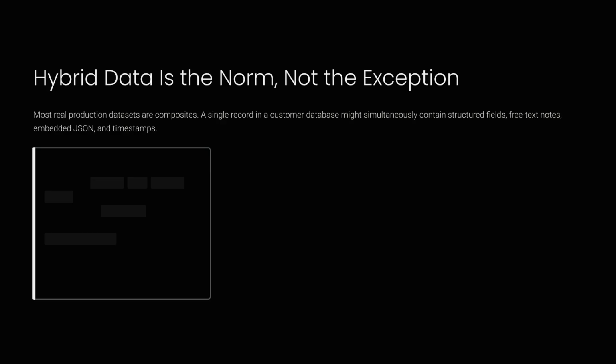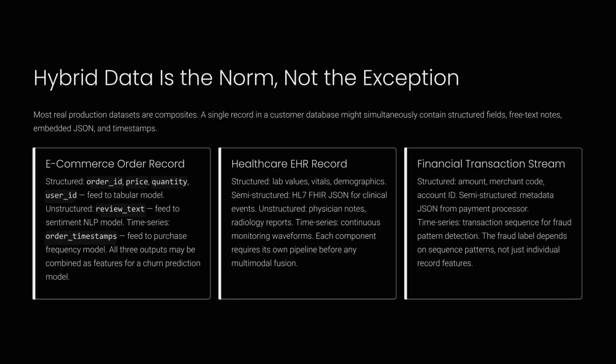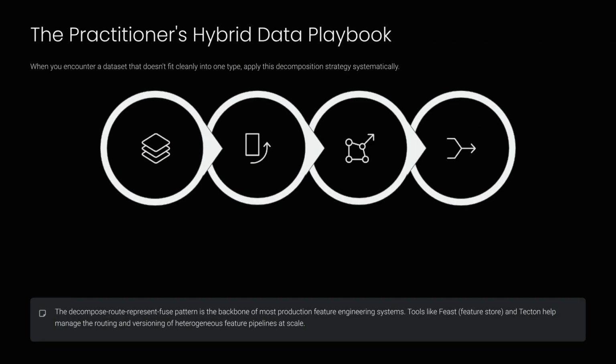Real production datasets are composites, like an e-commerce order record containing structured IDs, unstructured review text, and time series timestamps, all needing different pipelines. When dealing with hybrid data, apply the decomposition strategy. Decompose into atomic types, route to specialized pipelines, represent each type as a feature vector, and finally, fuse the features for the final model.